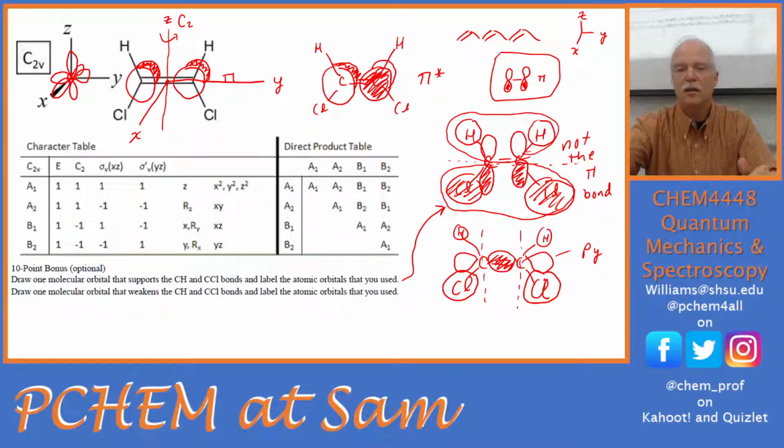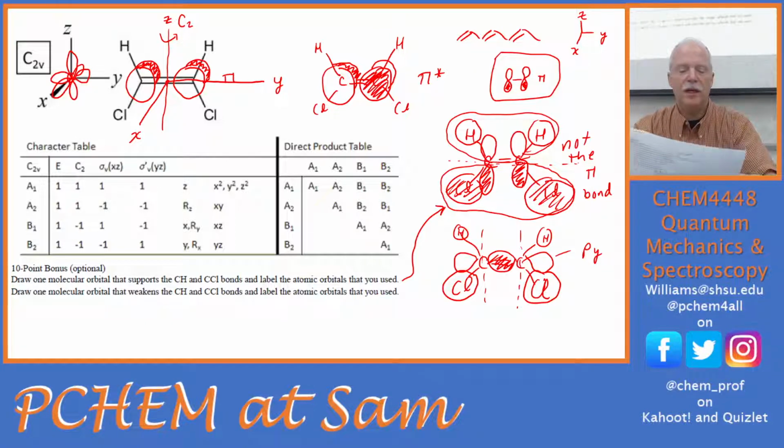So the answer for what carbon orbitals are involved in the pi and pi star. Those would be the px orbitals. Just 2px. That's 2px orbitals. That's the answer.